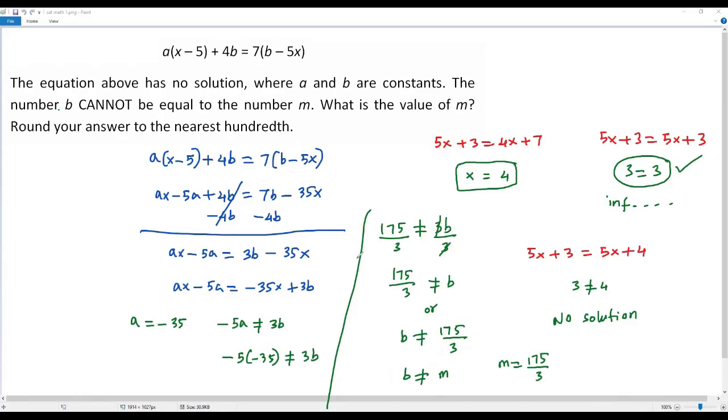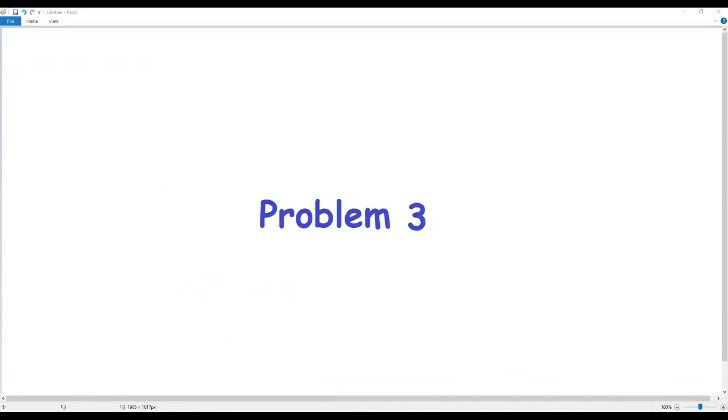Okay, here I got the value of m, but according to the instruction, we have to round our answer to the nearest hundredth. When I divide this 175 by 3, I am getting 58.3333, it keeps going. When I round this number to the nearest hundredth, I am getting 58.33. So therefore, the value of m rounded to the nearest hundredth is 58.33.